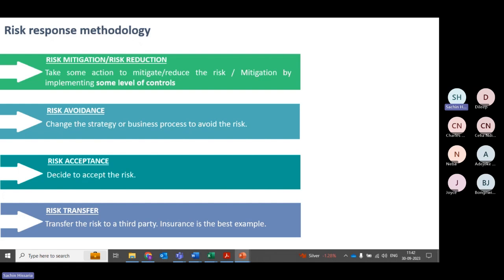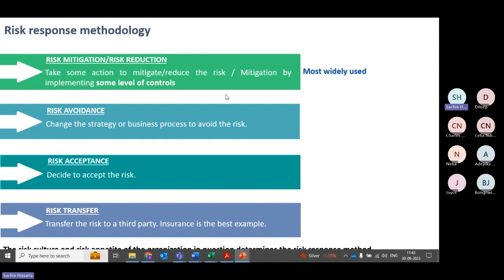For example, insurance is a best example of risk transfer. So these are the risk response methodologies. We'll discuss each of the methodologies with an example as well. And out of these four methods, risk mitigation and risk reduction is the most widely used methodology.